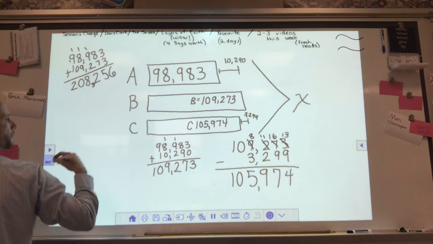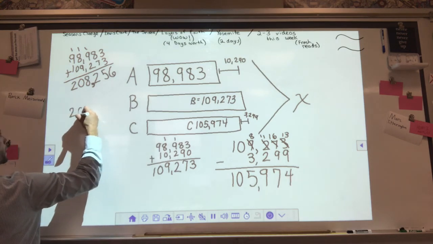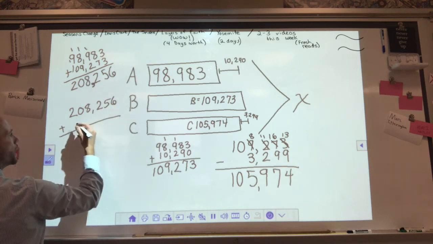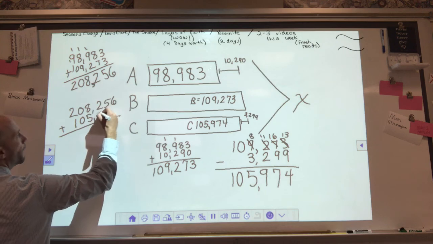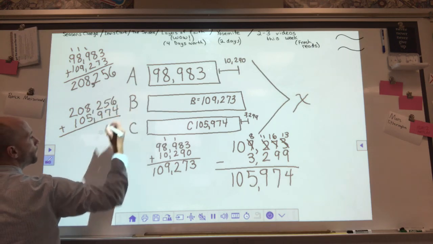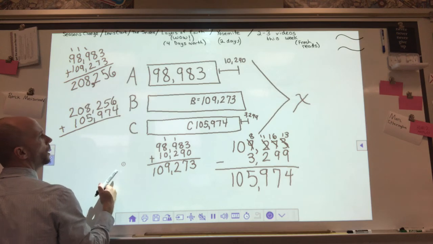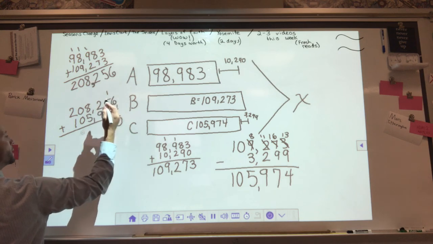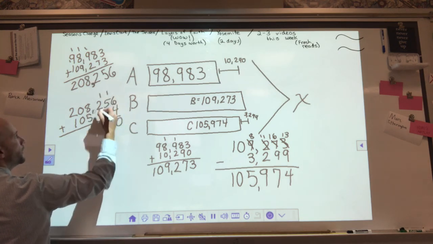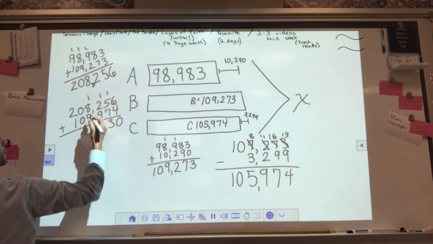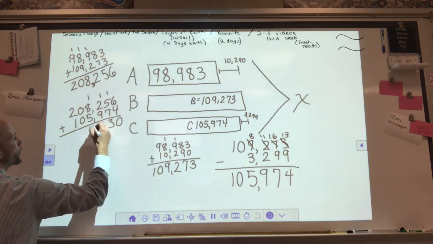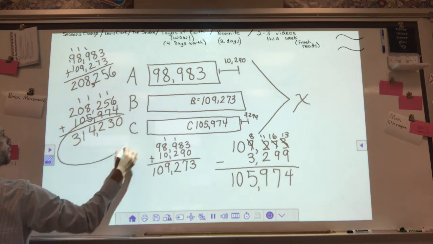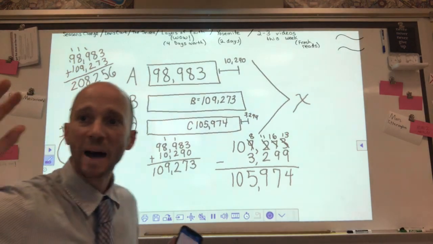Alright, now I go ahead and I'm going to add C to that. 208,256. We're almost there, guys. We're almost there. I know you can do it. 974. Make sure I copied right. All this hard work. I don't want to mess up. That's 10. 7, 8. 8 and 5 is 13. 9 and 1 is 10, plus 2 is 12. Let's go 9. 9 and 5 is 14. 1. Woo! There's my total. Bye.